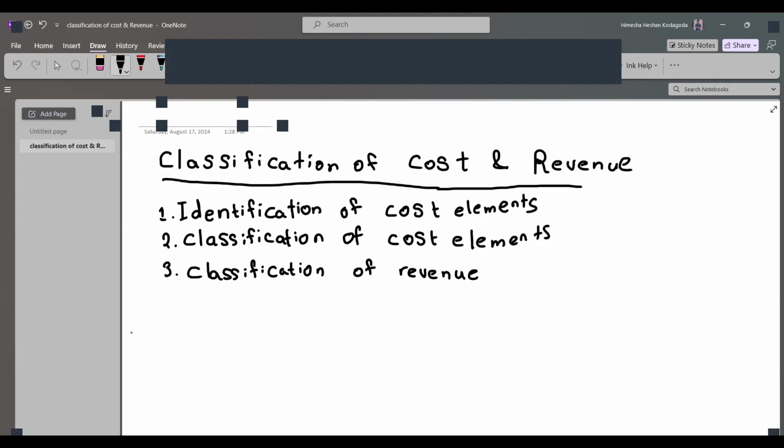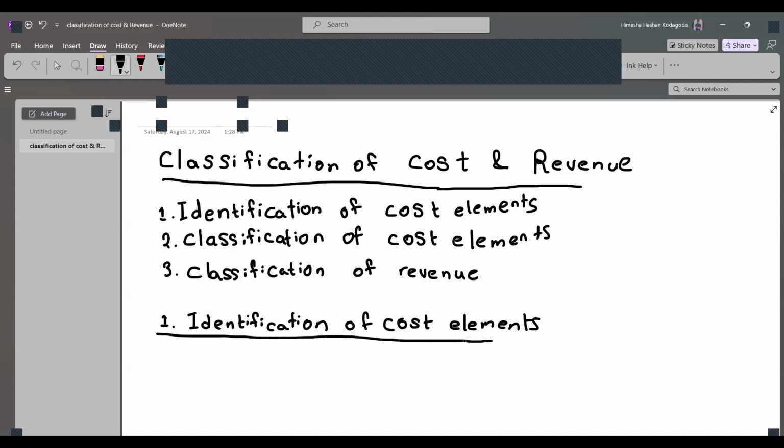So under that, first of all, we are discussing number one, identification of cost elements, right? This is the main subtopic, the main topic under management accounting. Today we are going to discuss classification of cost elements, right?